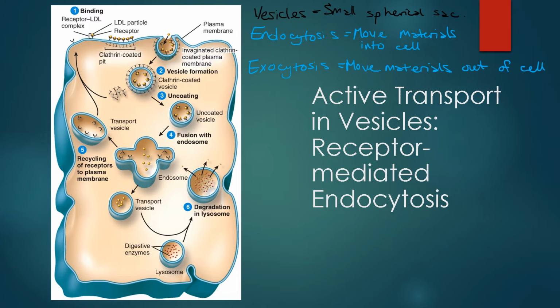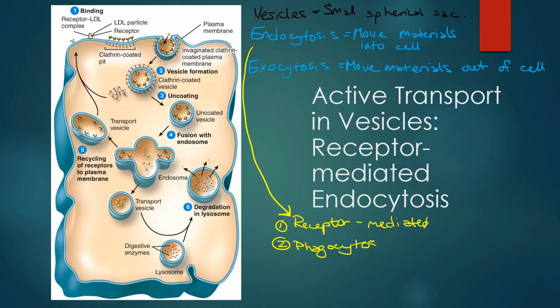Now there are three types of endocytosis. Actually, we're going to put this down here. I'm going to write them all the way down here. The first one is the one actually on this page, which is receptor-mediated endocytosis. The next type of endocytosis is phagocytosis. And then the last type is bulk phase endocytosis. This one is also called pinocytosis.